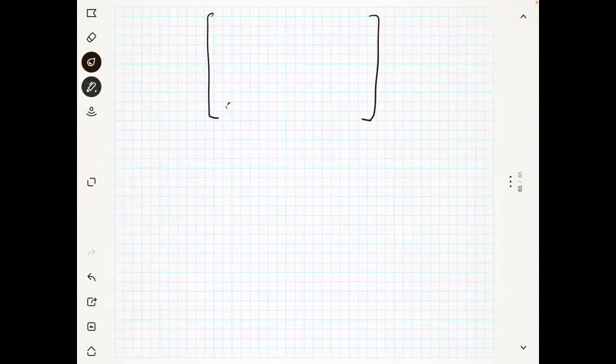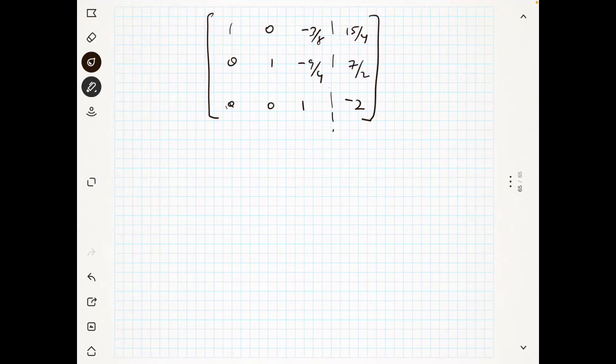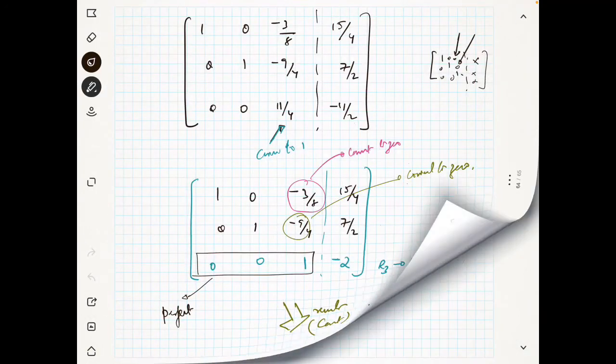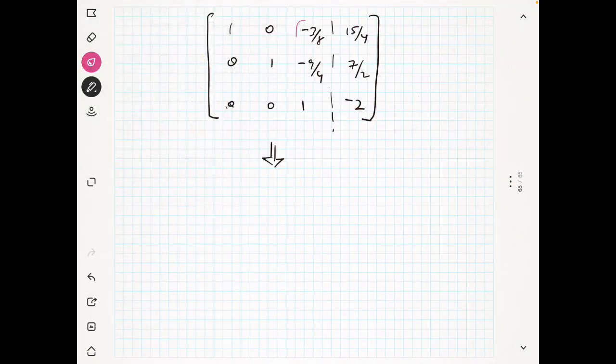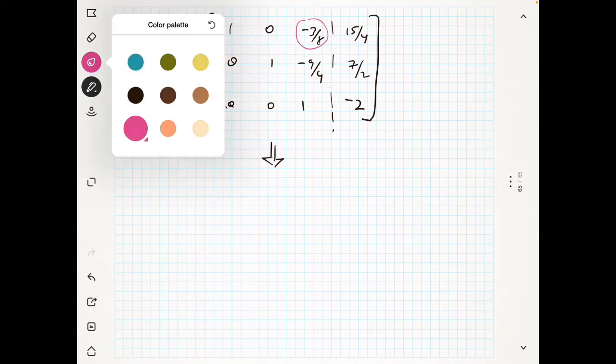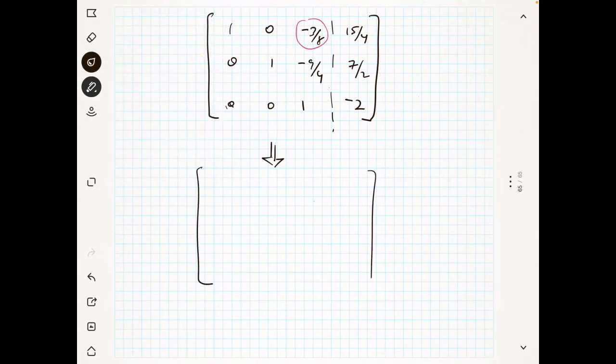Here you see it's 0, 0, 1 and minus 2, and this is 1, 0, minus 3 by 8 and 15 by 4, 0, 1, minus 9 by 4 and 7 by 2. Now I am going to do some operations and convert these two. At first I will convert this one. There is no change here, 0, 0, 1, and nothing to change. You have already got the value of z.